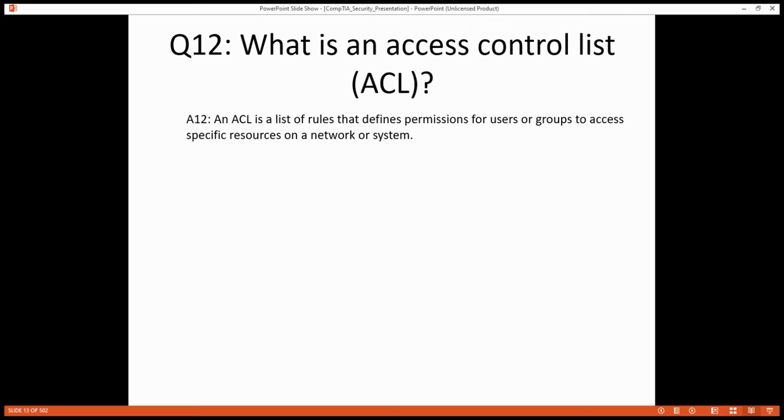Q12. What is an access control list, ACL? A12. An ACL is a list of rules that defines permissions for users or groups to access specific resources on a network or system.